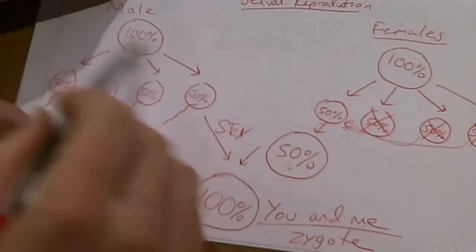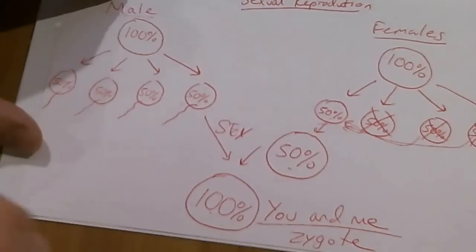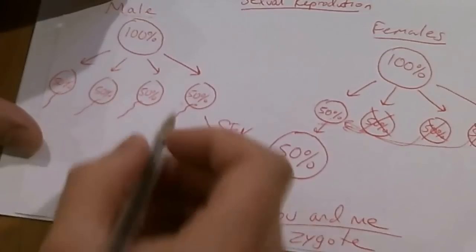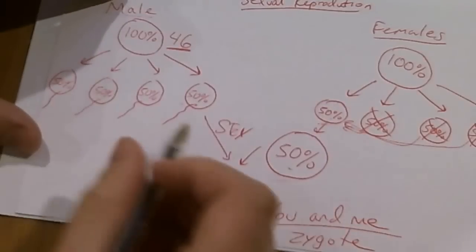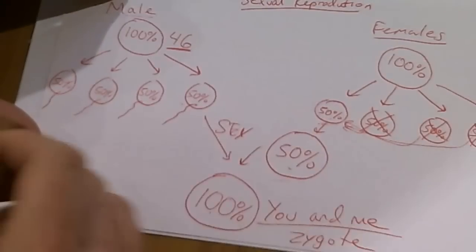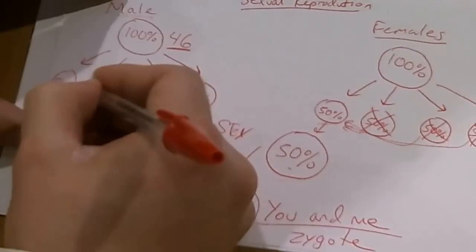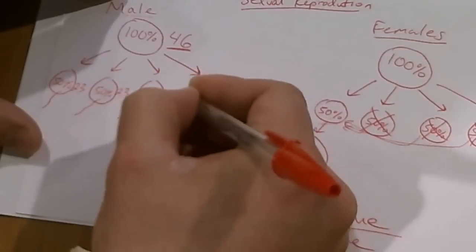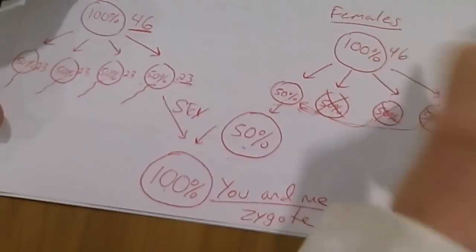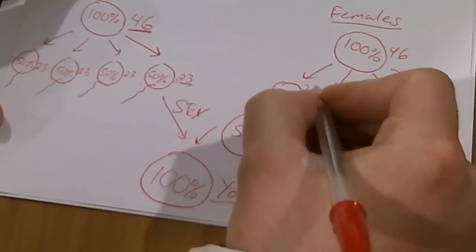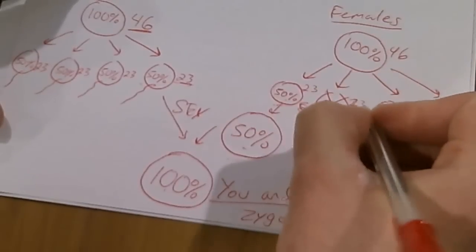Let's say that this is a male human being. How many chromosomes are in a male human being? Well, the answer is 46. And so how much would be in each one of these gametes if they all have 50%? Well, the answer is 23 chromosomes. So they all have half of the total number that you're supposed to have. Same thing with females. They start with 46, and each one of these here has 23.